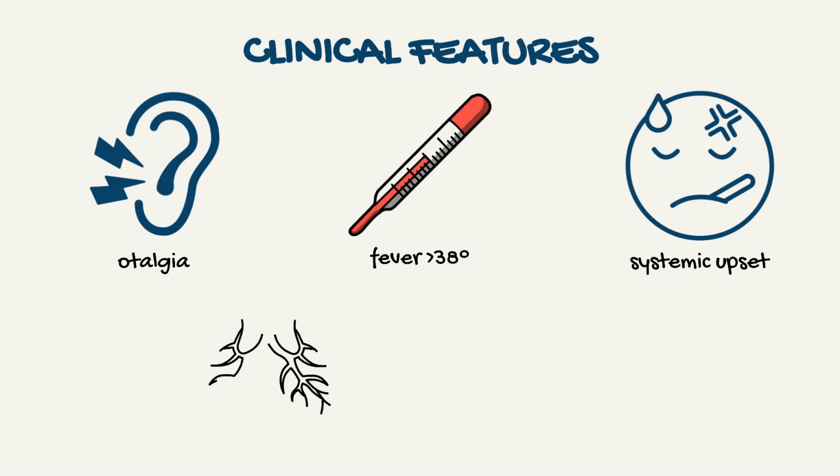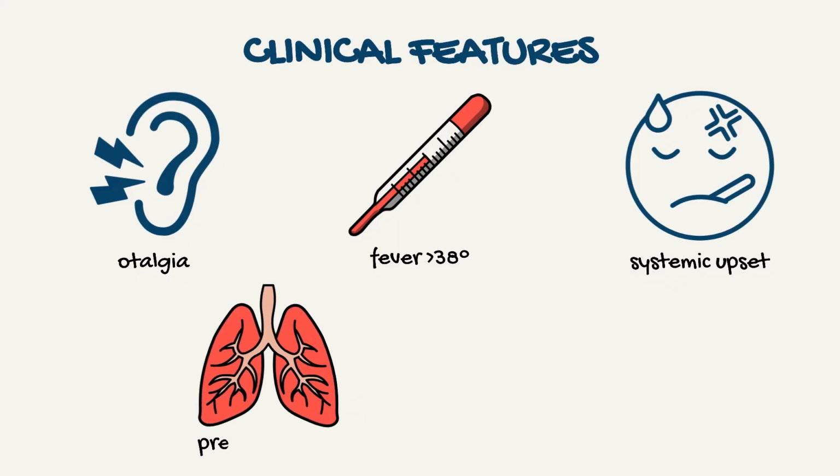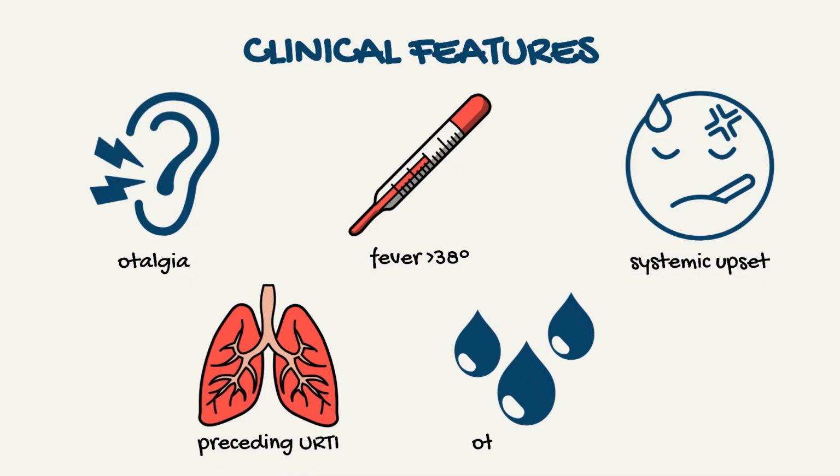There will be a preceding upper respiratory tract infection in most cases. The parent will almost always report a recent runny nose or cough. And finally, otorrhea, which is if the pressure from the pus builds high enough, the tympanic membrane will perforate. You'll see discharge from the ear, which is often followed by a sudden relief of pain.